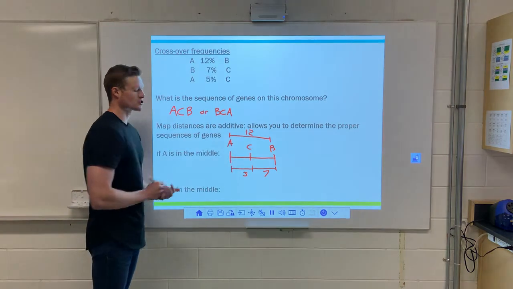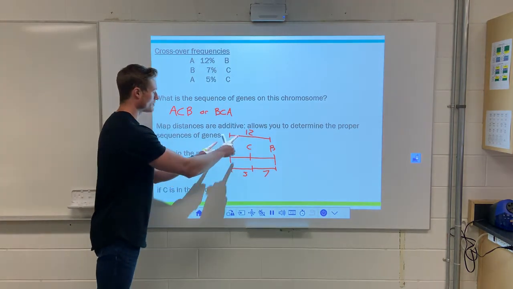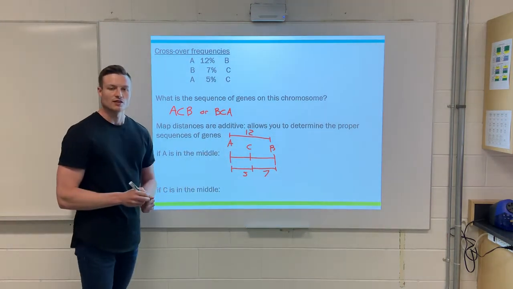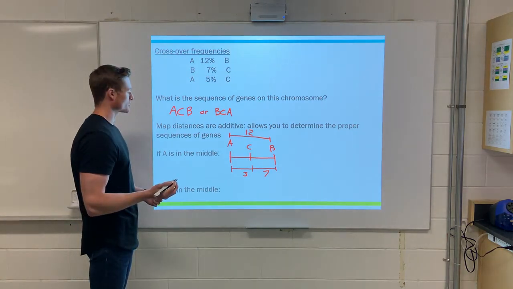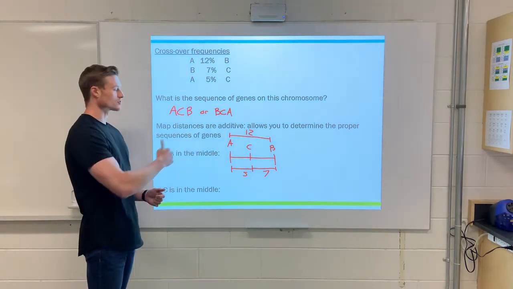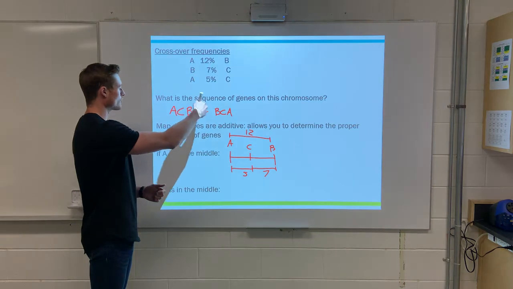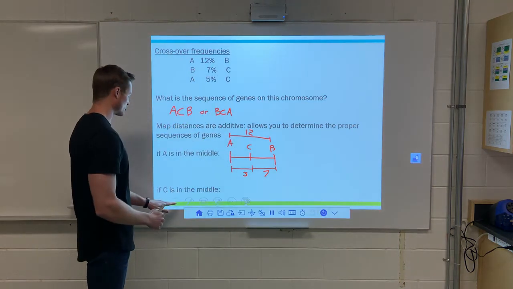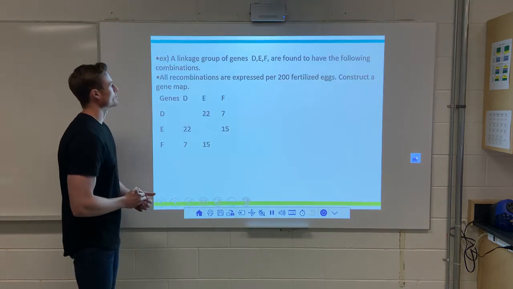So A and B are farthest apart. They would have the highest chance of crossing over. A and C are the closest together. They would have the lowest chance of crossing over. And the order that they are on the chromosome would be ACB or BCA, depending on how you drew it out. So let's do another example here.